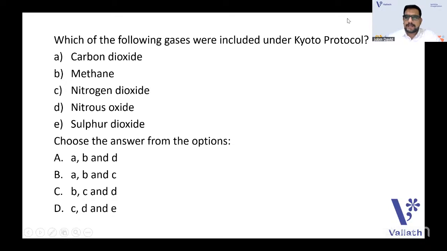Which of the following gases were included in the Kyoto Protocol? The year you should remember, that's mandatory, is 1997 for the Kyoto Protocol. Carbon monoxide is there, methane, nitrogen dioxide, nitrous oxide, sulfur dioxide. Which is the one you can go with? Choose the answer from the options: A, B, D; A, B, C; B, C, D; and C, D, E.